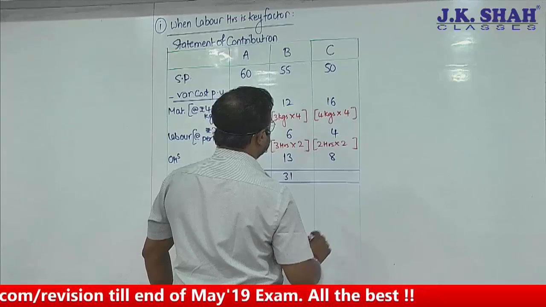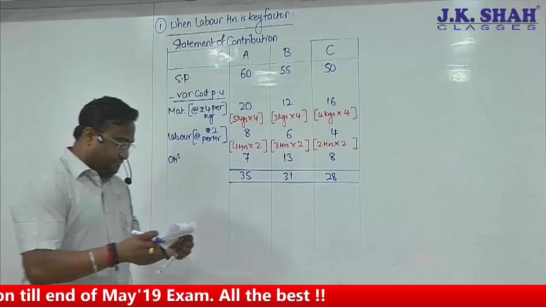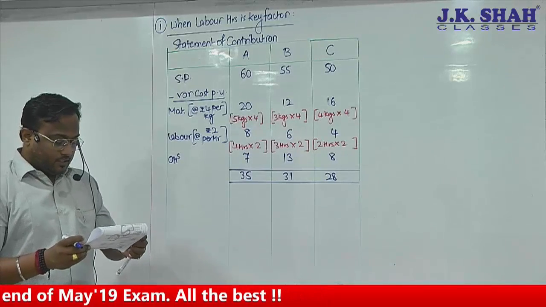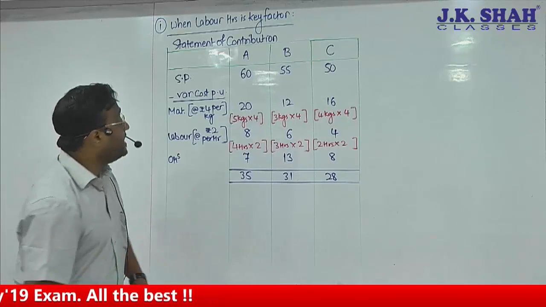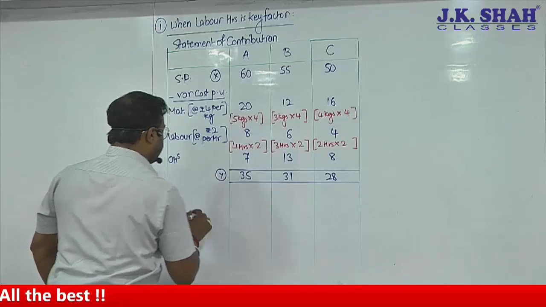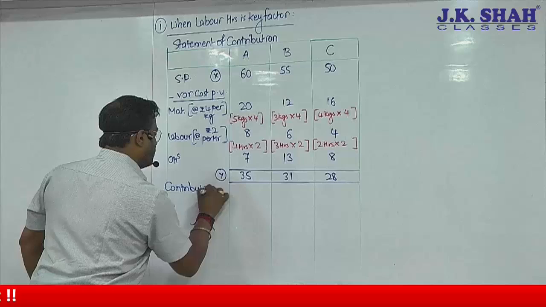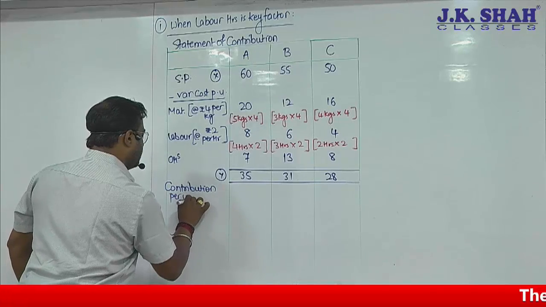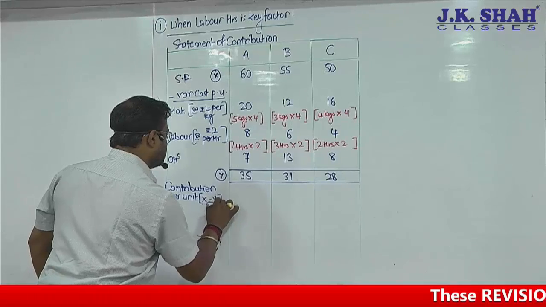31. 28. This is going to be the variable cost per unit for me. This will be marked as X. Total variable cost will be marked as Y. Contribution per unit will be X minus Y.